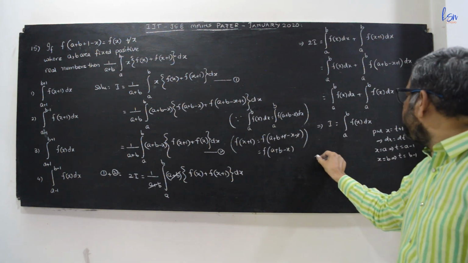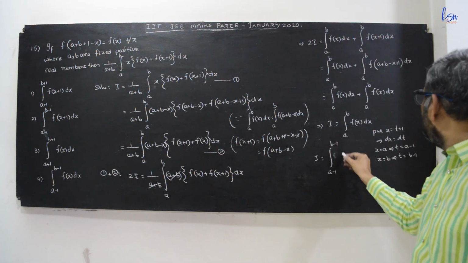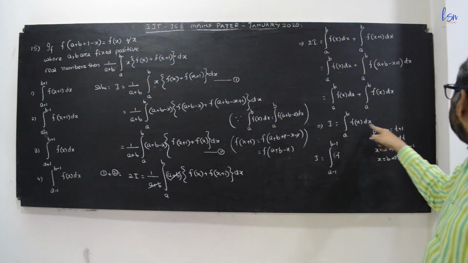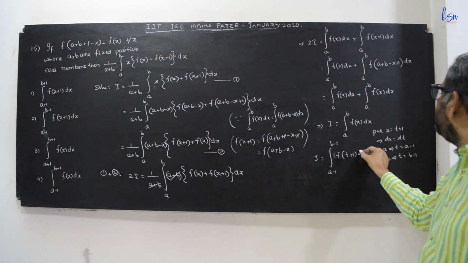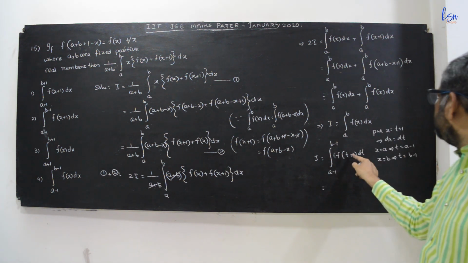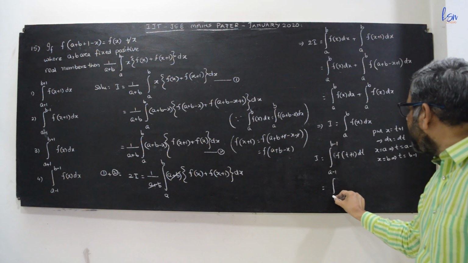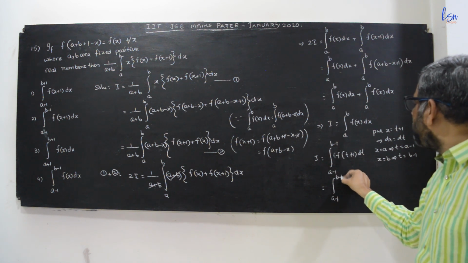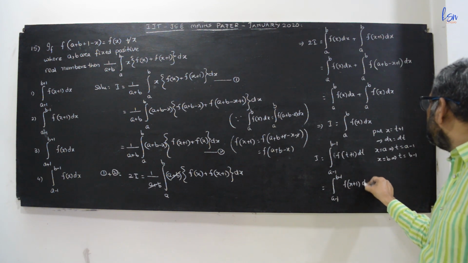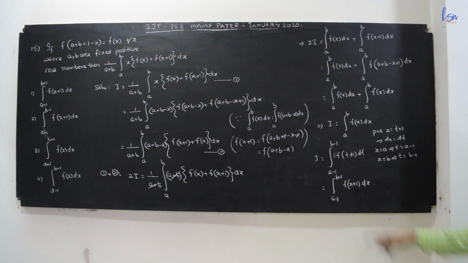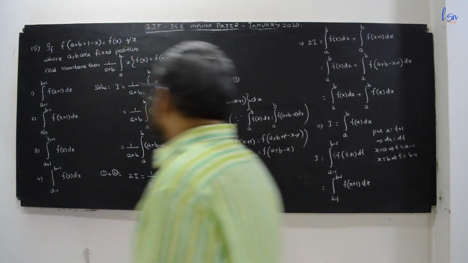Therefore, I can be written as integral a minus 1 to b minus 1 f of, in place of x, t plus 1, and dx can be replaced with dt, because here the variable is t and you are integrating with respect to t. You can write this as integral a minus 1 to b minus 1 f of x plus 1 dx. So I is equal to integral a minus 1 to b minus 1 f of x plus 1 dx. This is the second option.